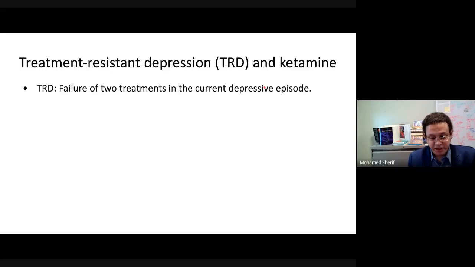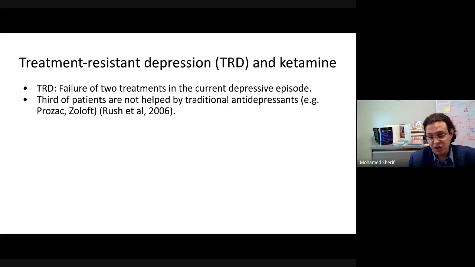When we give two different medications and there is failure of two of these medications, or two different classes, this is when we consider it treatment-resistant depression. So it's a depression that has been resistant to the treatments we've given so far. Unfortunately, a third of patients are not helped by Zoloft or Prozac. Even if you give multiple medications, you're still going to end up with a third of patients who do not respond to these medications. And this is where ketamine came into play.